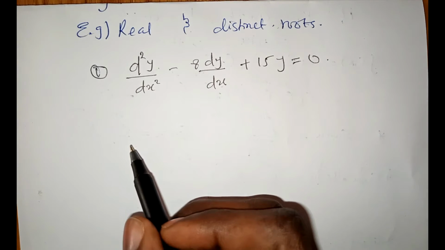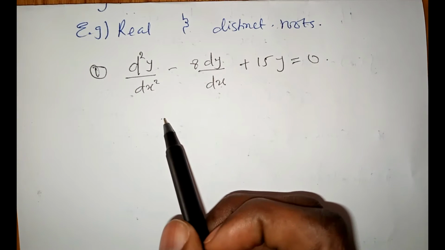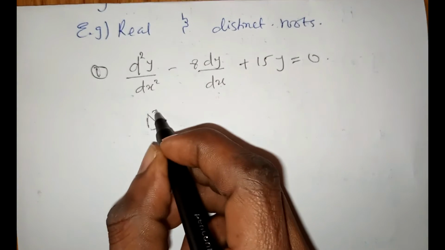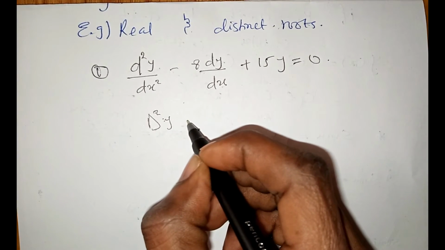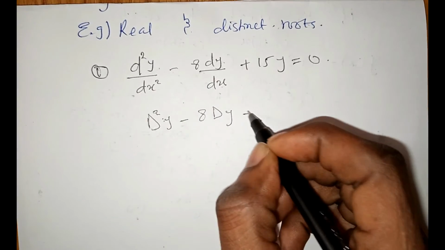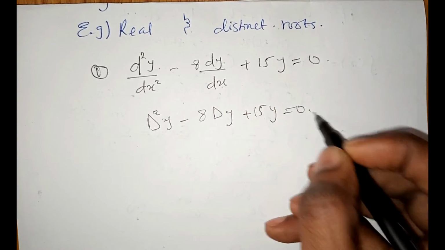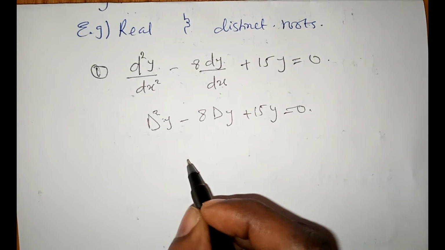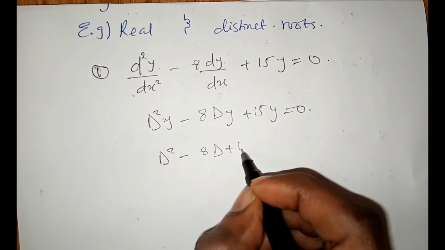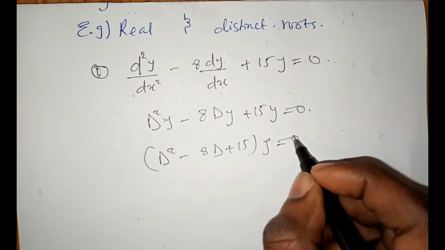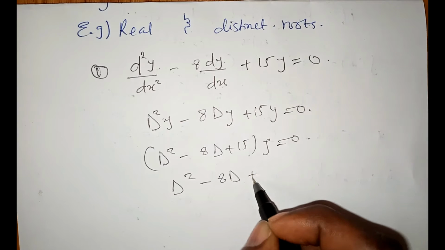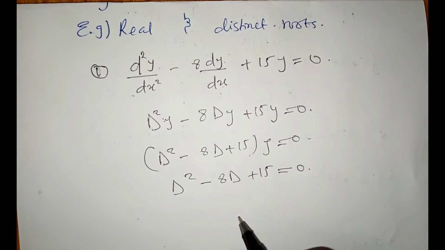For real and distinct roots, we have d squared y divided by dx squared minus 8 dy/dx plus 15y equals 0. So first of all, we are going to write the differential equation in this form: D squared minus 8D plus 15 of y equals 0, where D is known as the discriminant. Then we factorize y outside, and we divide through by y so that we obtain the auxiliary equation, which is in the form of a quadratic equation.